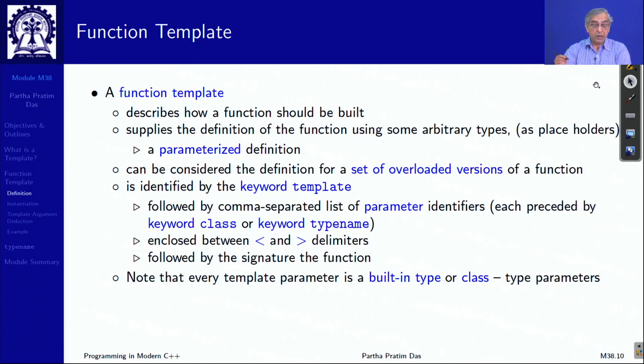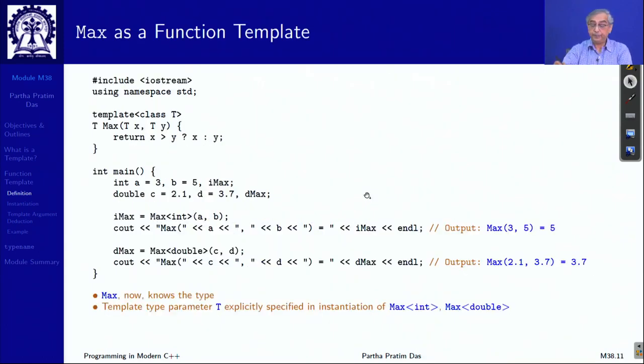So, this is where function template comes in. It is a parameterized definition, parameterized by the type, and it is prefixed by the keyword template. And after that, within a pair of angular brackets, you put the different type parameters that you want to put in. You can put in a type parameter by the keyword class or by the keyword typename. Instead of doing a theoretical discussion, it is best to look at an example.